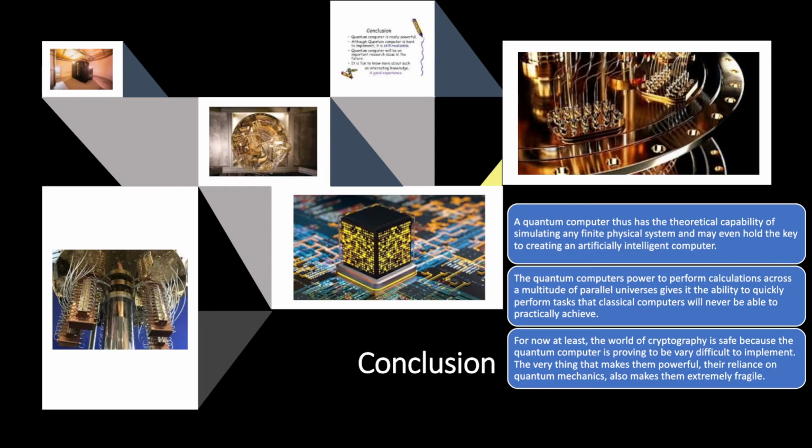In conclusion, I would like to say a quantum computer has the theoretical capability of simulating any finite physical system, which may hold the key to creating an artificially intelligent system. The quantum computer's power to perform calculations across a multitude of parallel universes gives it the ability to quickly perform tasks that classical computers will never be able to do practically.